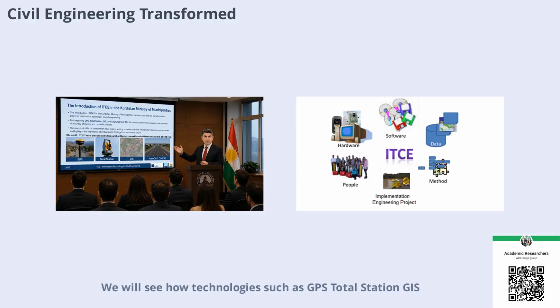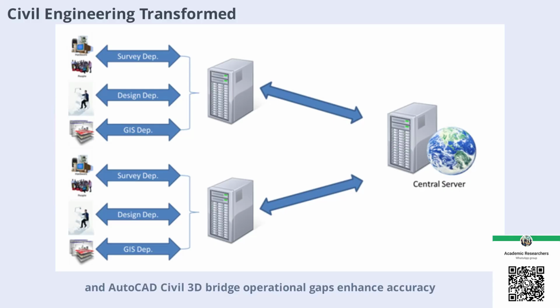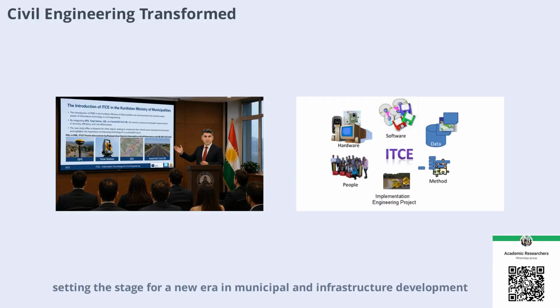You will see how technologies such as GPS, Total Station, GIS, and AutoCAD Civil 3D bridge operational gaps, enhance accuracy, and streamline collaboration. This case study demonstrates how digital transformation can significantly improve efficiency and decision-making, setting the stage for a new era in municipal and infrastructure development.